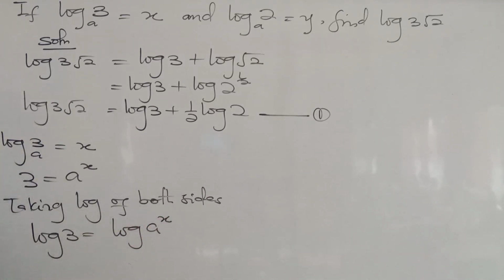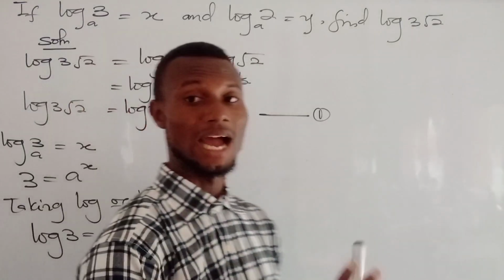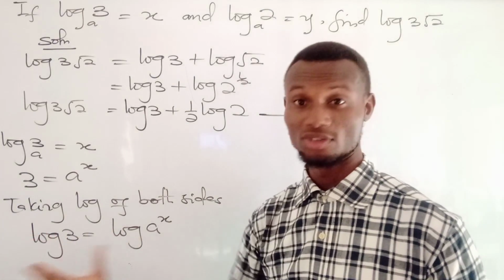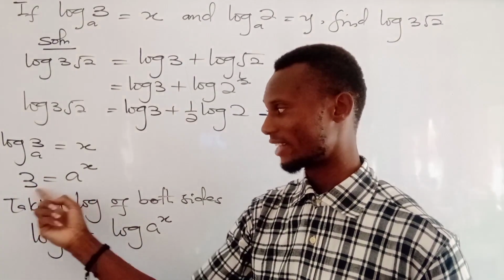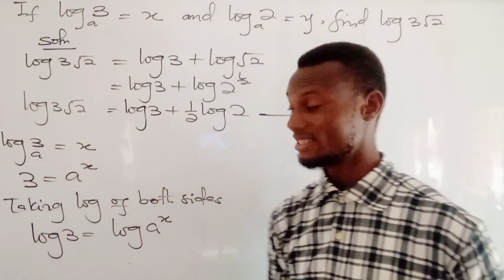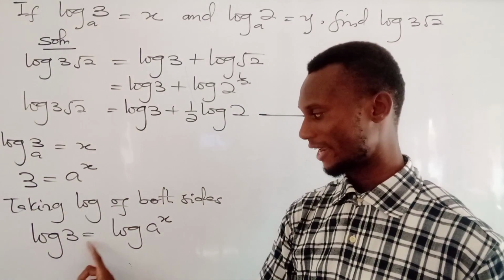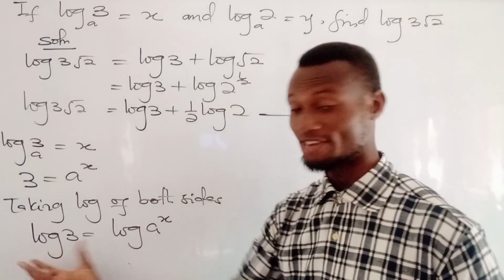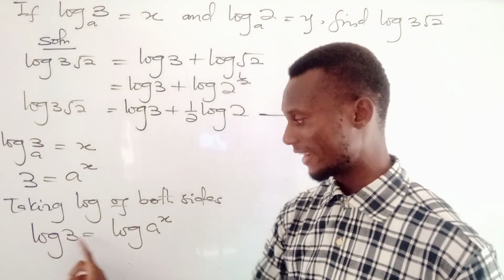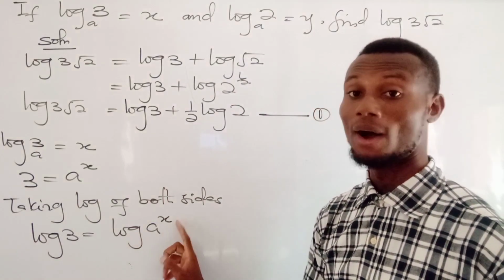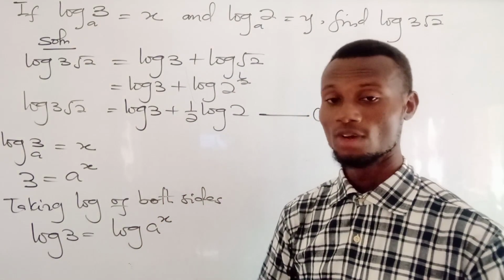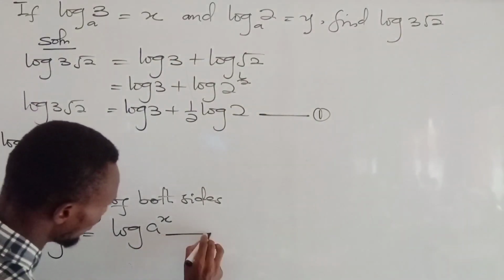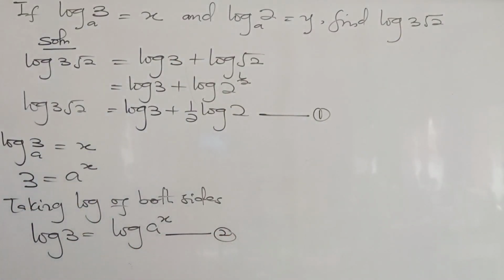I hope you understand and you agree with me up to this point. All that we did is to take the log of both sides of this equation, which is 3 equals a to the power s, and that is giving us the log of 3 equals the log of a to the power s. So you can see that now we are getting the value of log 3. We've gotten the value of log 3 that we need. So I'm going to name this one as equation 2.